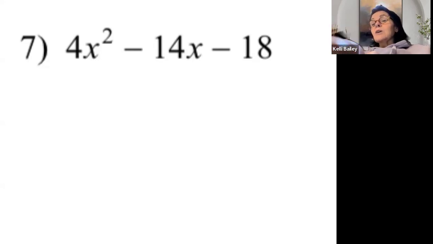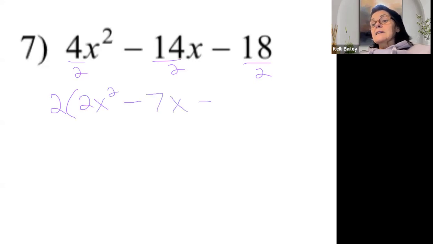So I told you the first thing we always want to do is look for a common factor. Okay, so I'm going to look, and 4 doesn't go into 14 or 18, but 4 is not a prime number. So the number that goes into 4 is 2. So I'm going to check and see if 2 goes into everything. Oh, guess what? They're all even numbers. So I can factor out a 2 before I get started, and it makes my numbers not be so crazy big. Okay, so 2 times 2x squared minus 7x minus 9.